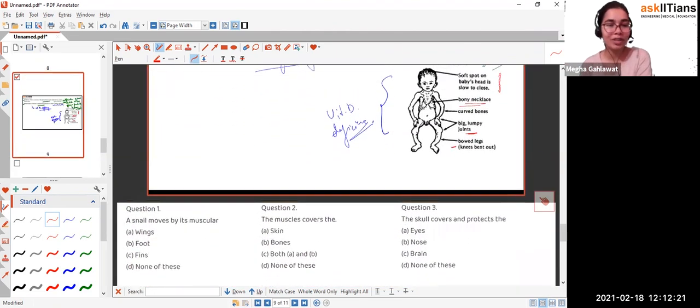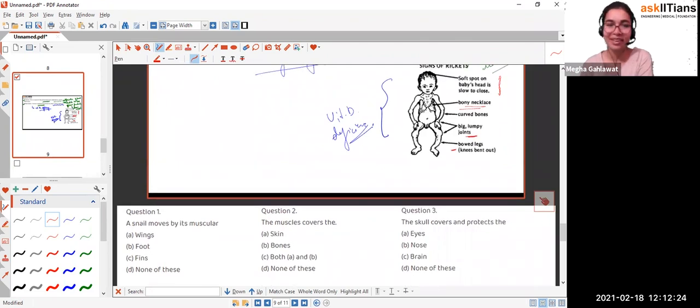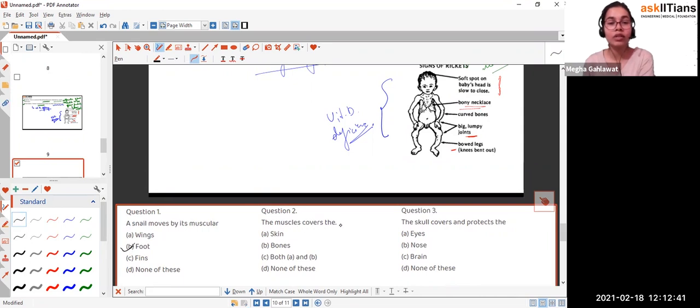And now when the chapter is finished, we are going to do a lot of questions. Now listen to this question. A snail moves by its muscular wings, foot, fins, or none of these? Yes, you're absolutely correct. It is the foot. We just talked about it. The muscle covers the skin, bones, both A and B, or none of these? Think about it. Yes, bones. The skull covers and protects the eyes, nose, brain, or none of these? Yes, it's the brain.